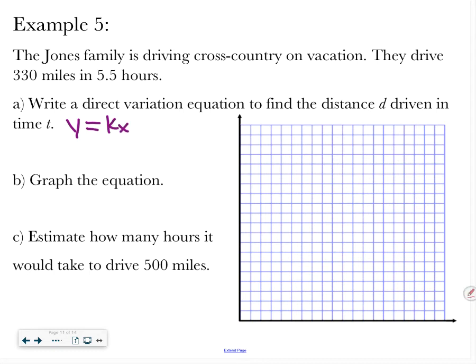Do we know what our constant of variation is? No, so we have to solve that. The only two things we know are 330 and 5.5. Now, you might be asking, how do I know which one to plug in for x and which one to plug in for y?